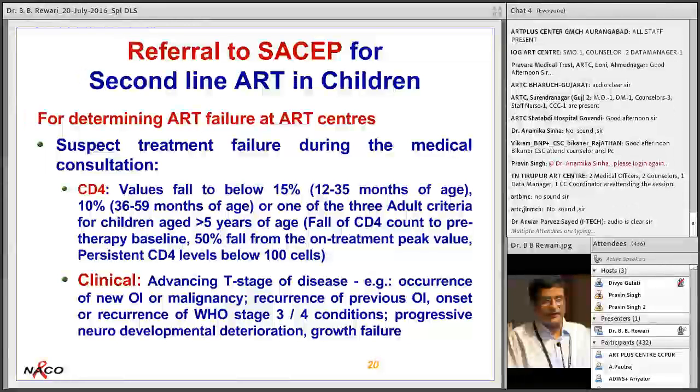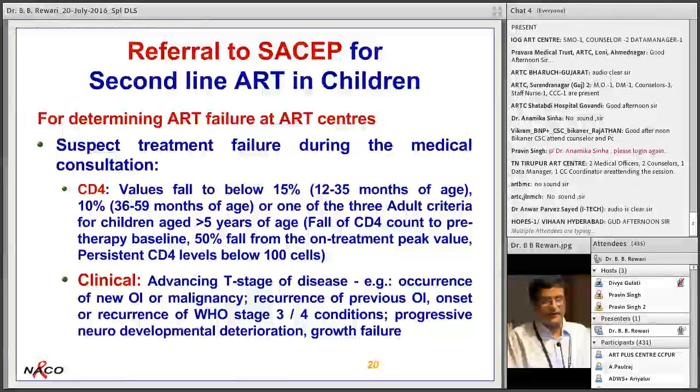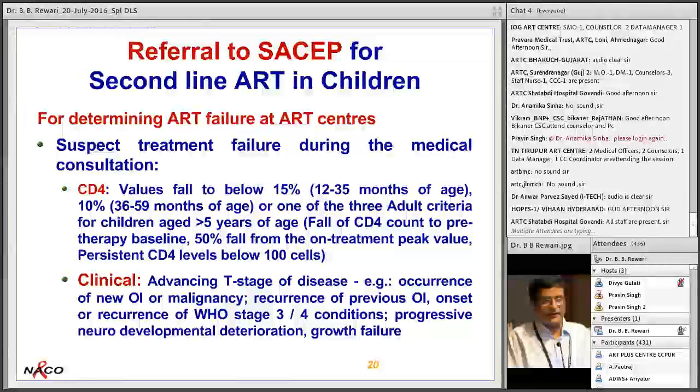Similarly, the clinical criterion is advancing WHO stage while on treatment, like occurrence of new OIs, opportunistic malignancies, recurrence of previous OIs, onset of any WHO stage 3-4 condition, or a growth failure or a progressive developmental deterioration.